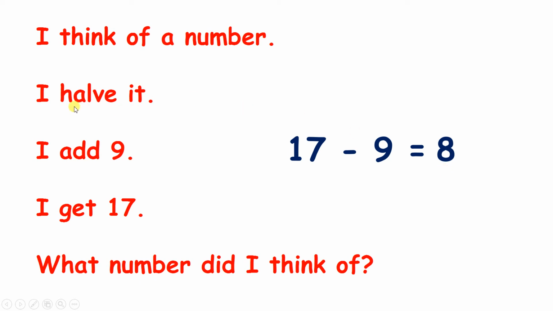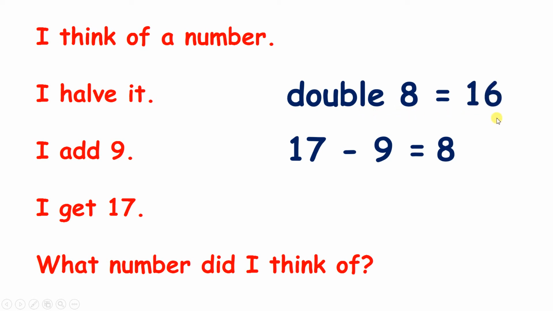In the question we halved to get 8. But we're working backwards, so we're not going to find half of 8. What are we going to do? We're going to find double 8. And remember, double 8 is the same as 8 plus 8, or 8 times 2. So double 8 is 16. So our number is 16.